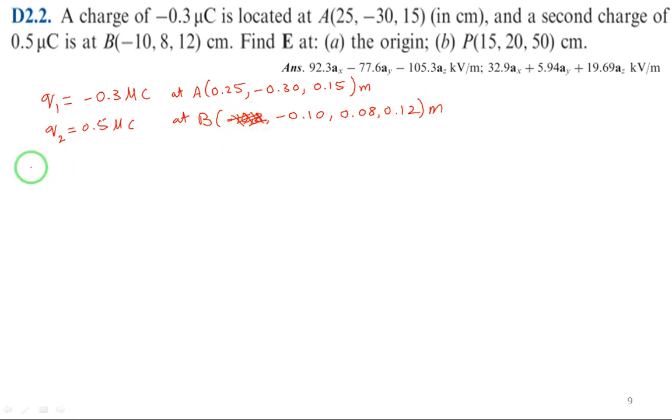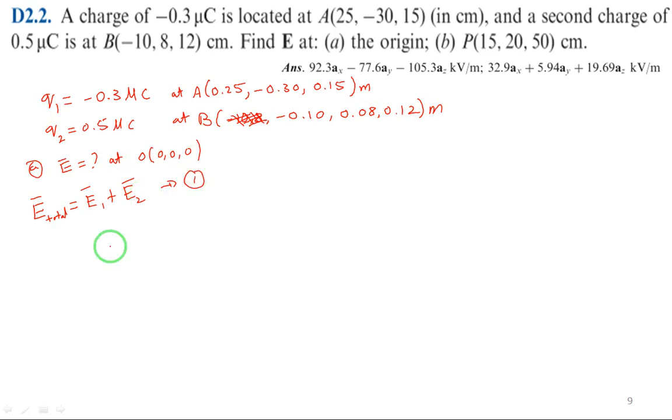Now in part A, I will solve only part A, and you will solve part B, right? So find E at the origin. I want to find out the electric field intensity at the origin. Let me call the origin 0, 0, 0. There are two charges. Due to Q1, I will call the field intensity E1. Due to Q2, E2. So the total electric field intensity at the origin, E total, is equal to E1 plus E2. Call this equation 1.